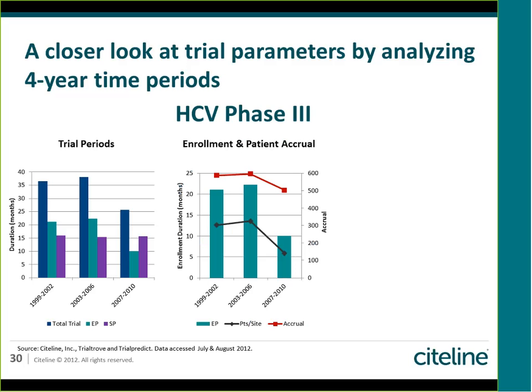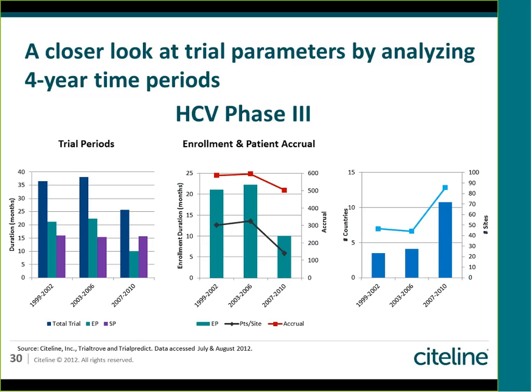There's also a modest decrease in the overall patient accrual indicated by the red line, and there's a large decrease in the number of patients per site in black. Now, while the patients per site was decreasing, if we take a look at the final graph, there was also a notable increase in the number of sites, and that's indicated by the light blue line.